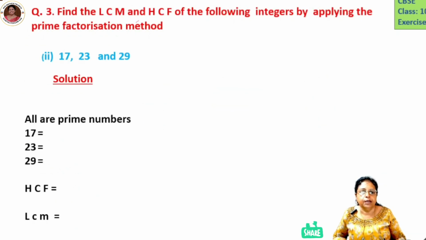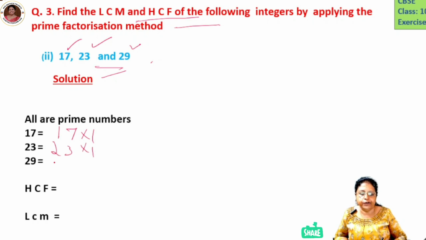The next question. Find LCM and HCF of the following numbers by prime factorization method. Here 17. You know 17 is a prime number. 23 is also a prime number. And what about 29? That is also a prime number. So you can write 17 as 17 times 1, 23 as 23 times 1 and 29 as 29 times 1. So what is HCF? Highest common factor. Here the common factor is only 1. So HCF is 1 here. Have you got it? Okay.